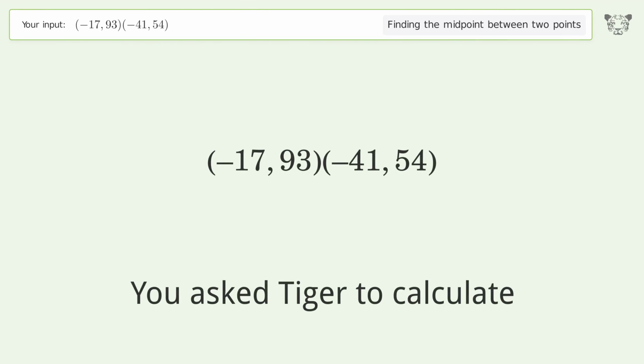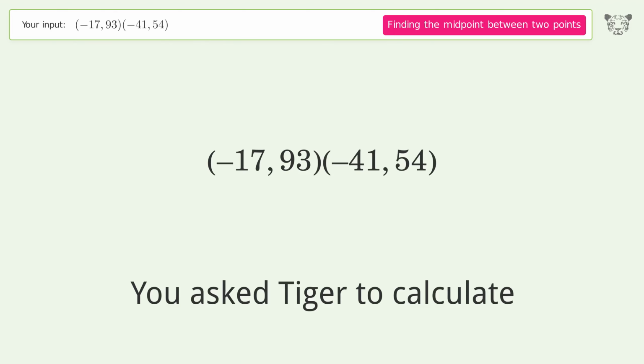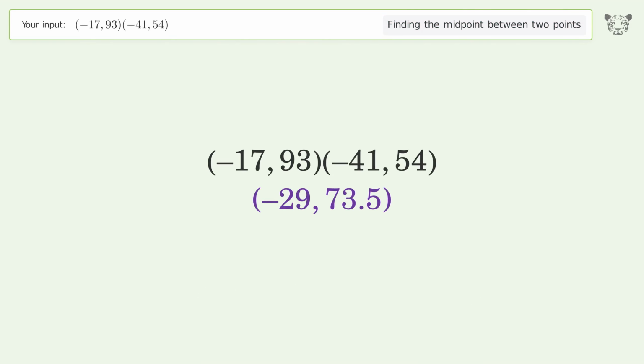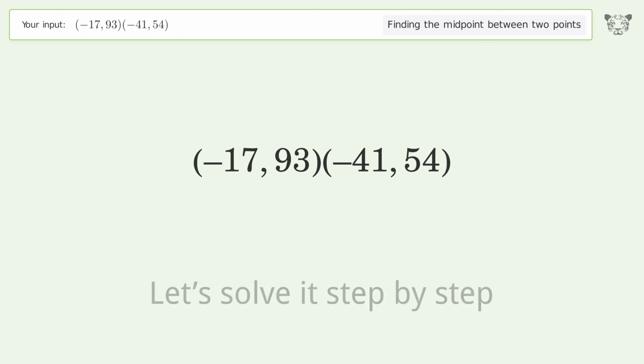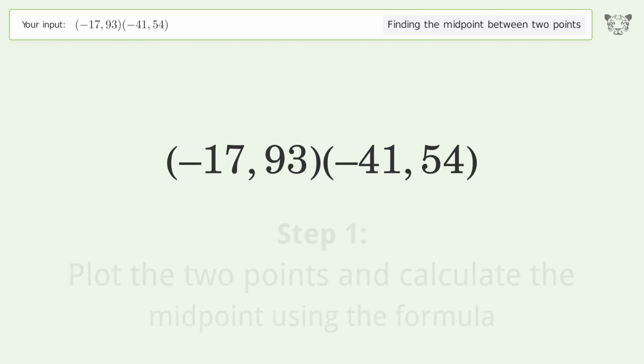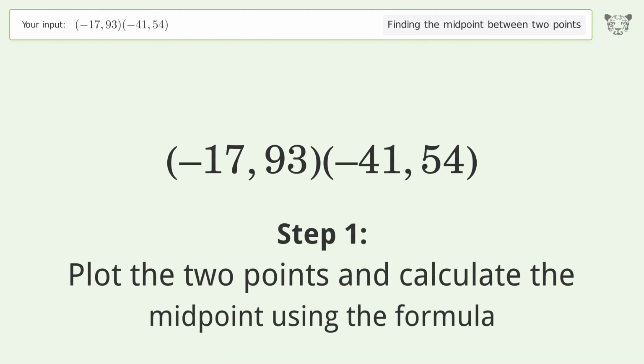You ask Tiger to calculate. This deals with finding the midpoint between 2 points. The midpoint between the 2 points is negative 29, 73.5. Let's solve it step by step. Plot the 2 points and calculate the midpoint using the formula.